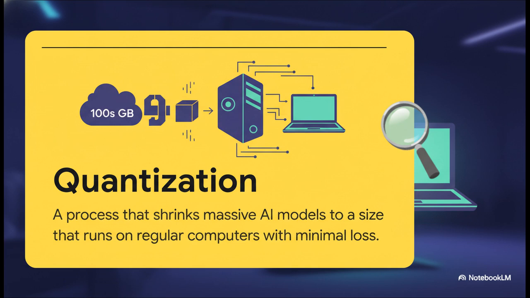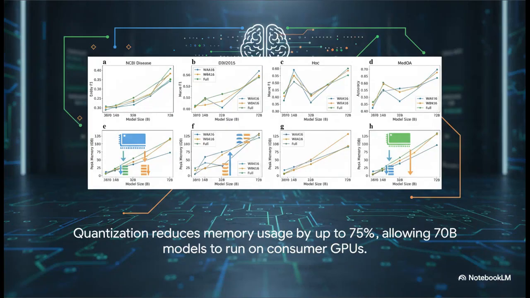It shrinks them from hundreds of gigabytes down to a size that can actually run on your home computer. And this chart just shows you how insane the results are. That green line, that's how much memory the original full-size model needs. A ton. Now look at the blue and orange lines. Those are the quantized or shrunken versions. The memory usage just falls off a cliff. We're talking a 75% reduction.